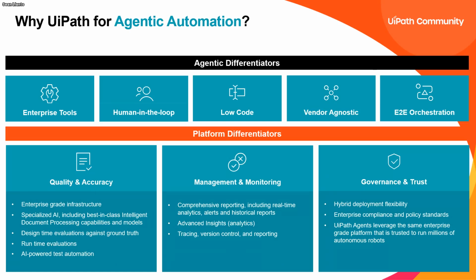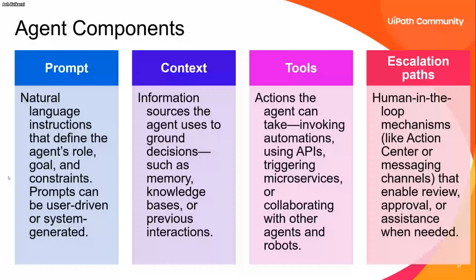Thanks, Sean. I really liked how it got this far this quickly. So okay, let me bring up my screen, and I just want to go back to this slide that Sean already covered. So what we will be at are mainly these four components. These are the agent components: the prompt, context, tools, and escalation paths. We will talk about these and see some of them in action. I just wanted to have that slide open for reference.